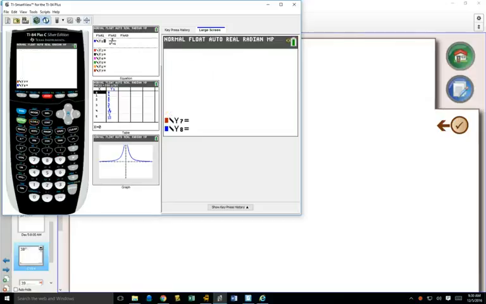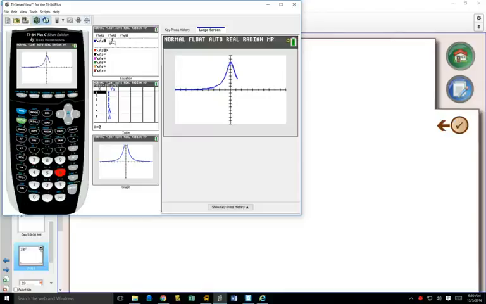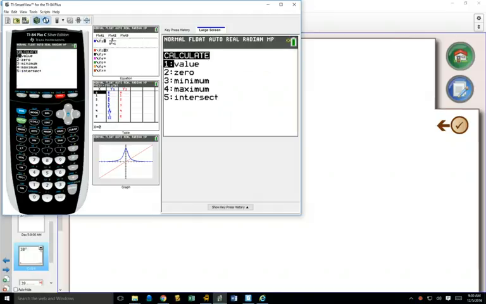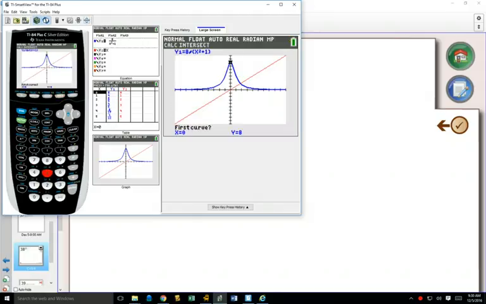Now, if I go to zoom and 6 to a standard window, there's my one equation. And here's my second equation. And they happen to intersect on the window I have already, which is nice. So now to find out where they intersect, we can go second, trace button to calculate, number 5 to intersect, push enter on your first graph, enter on your second graph, enter again to guess, and we get a value.